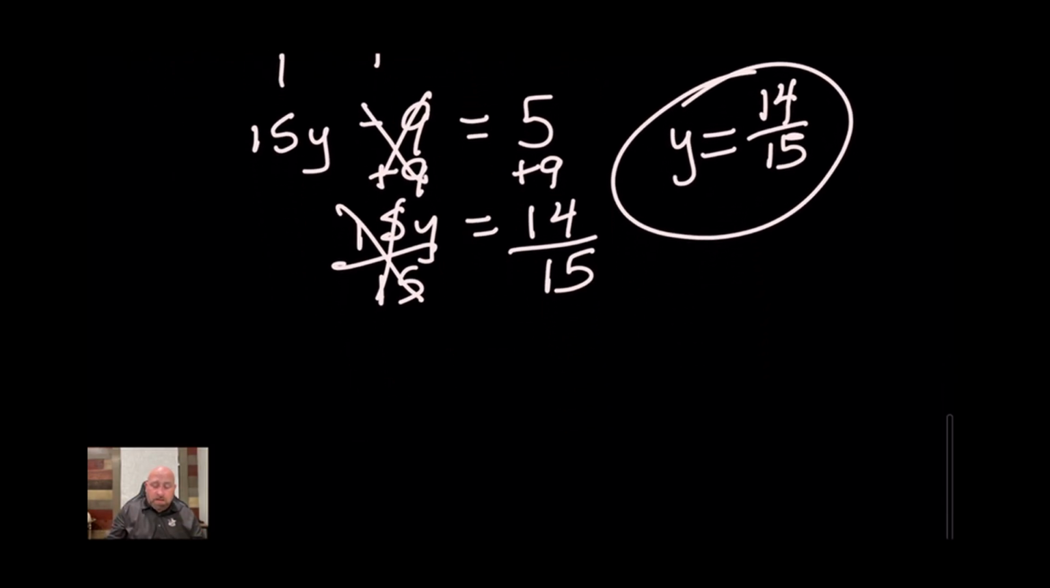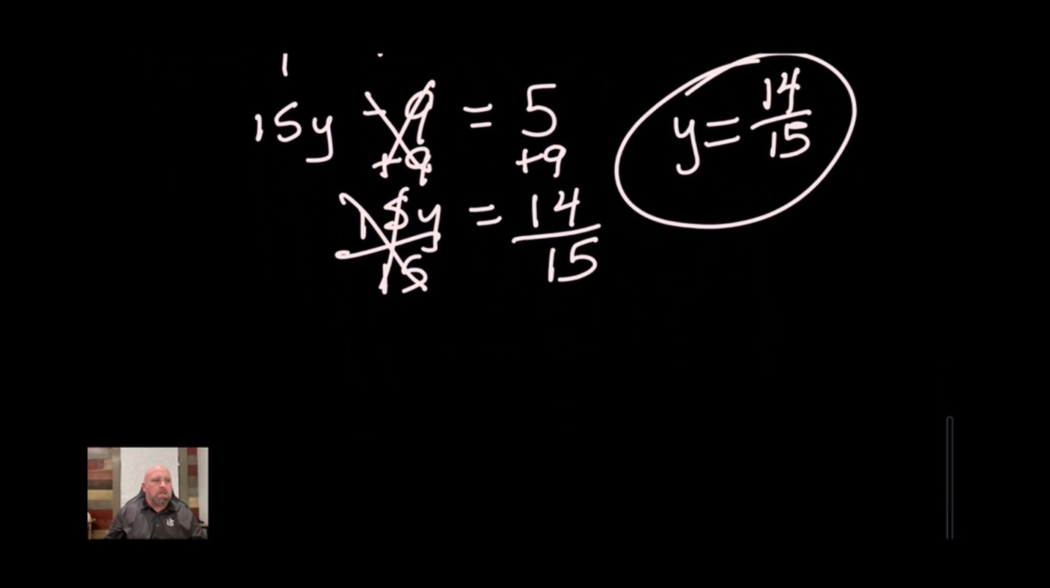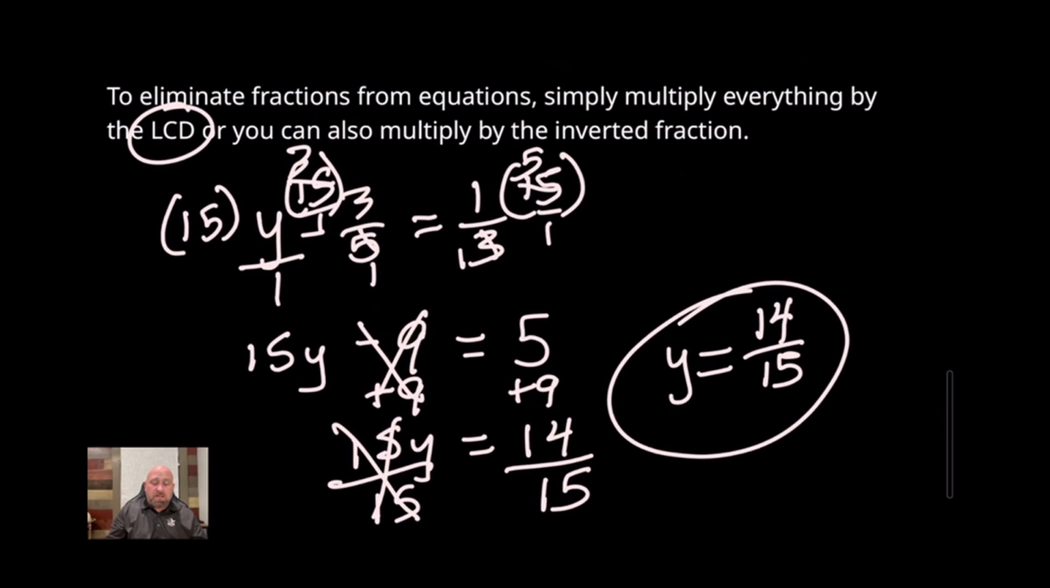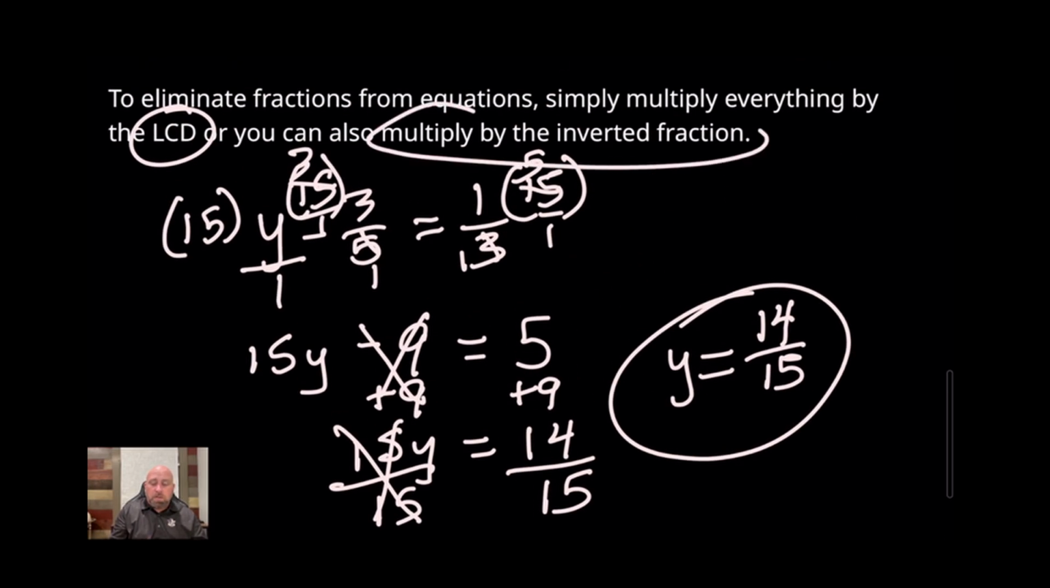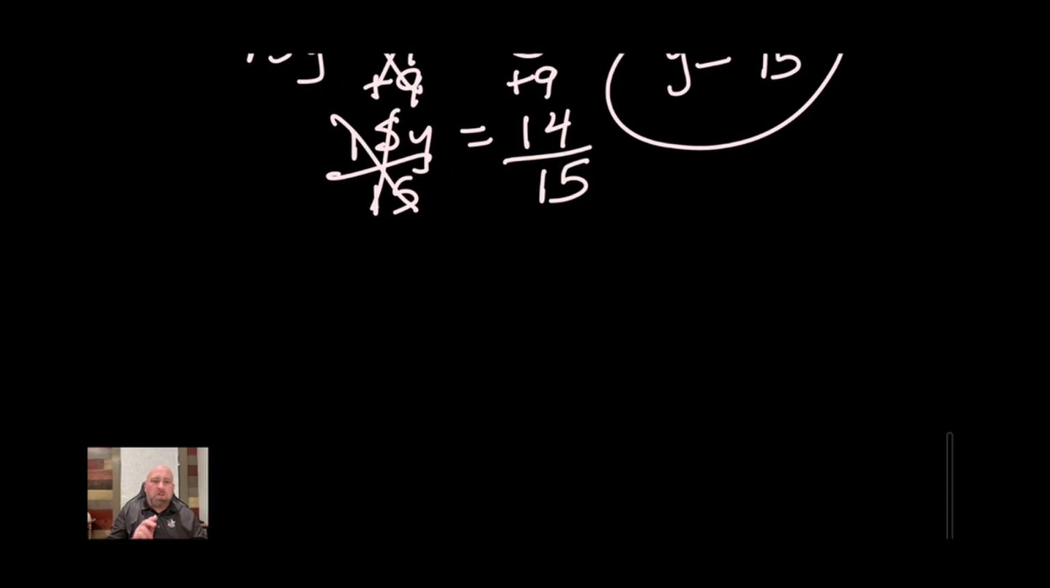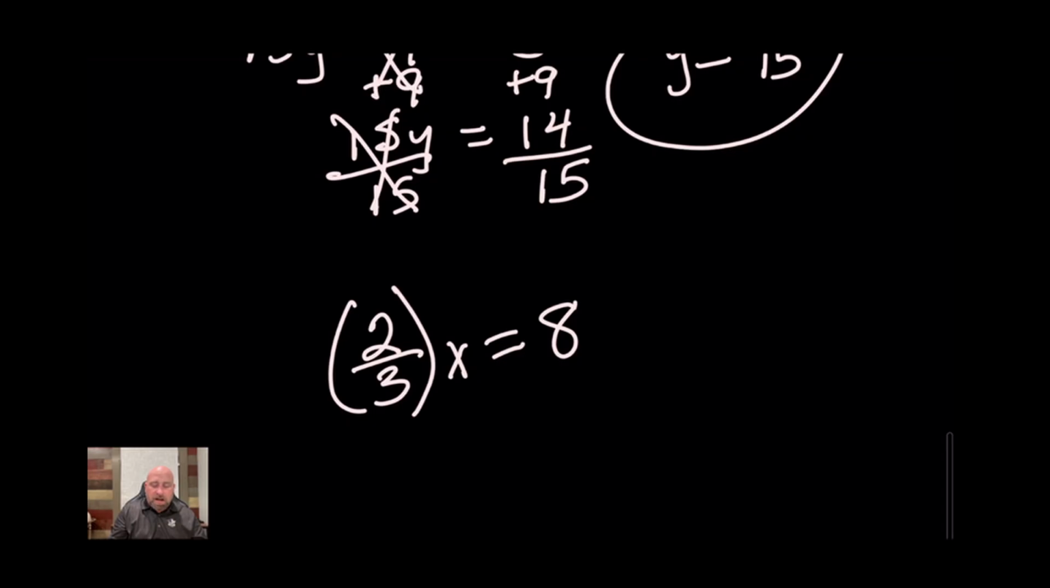There is another thing that you could do. It's not really a shortcut necessarily, but it's the second method. You can also multiply by the inverted fraction, and this works when you only have one fraction. So if I have like 2/3 x equals 8. The way that I can do this is I can actually take this fraction right here and I can multiply it by the inverted fraction. What's the inverted fraction? It's the flipped fraction. So now I can multiply this by 3/2.